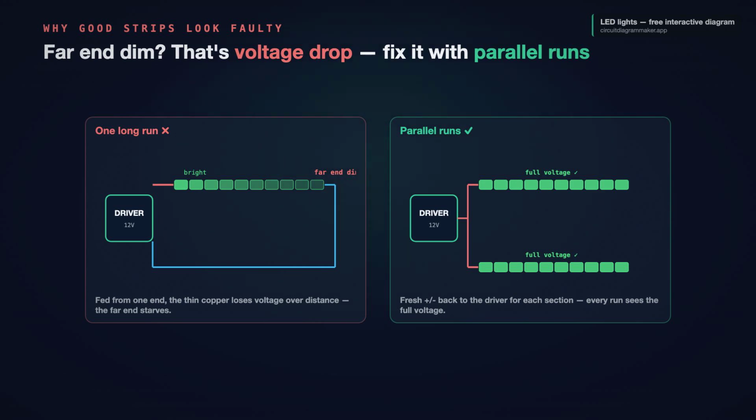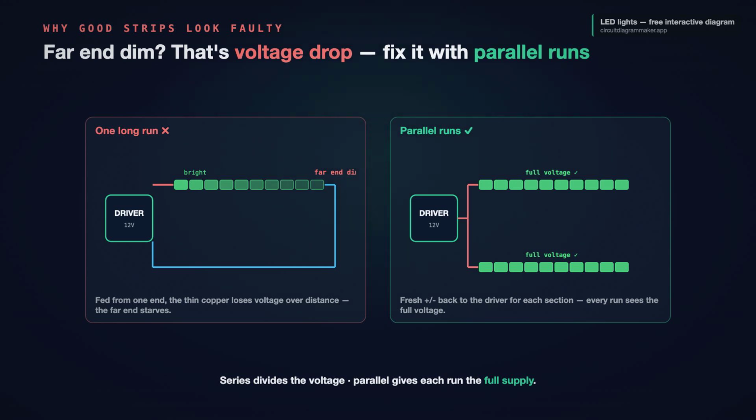That is the difference between series and parallel. In series, LEDs share one path and the voltage divides between them. In parallel, each run gets the full supply. For low-voltage strips, you almost always want parallel runs back to the driver. So for a long install, split into sections and wire each section in parallel. Not one strip daisy-chained off into the distance.